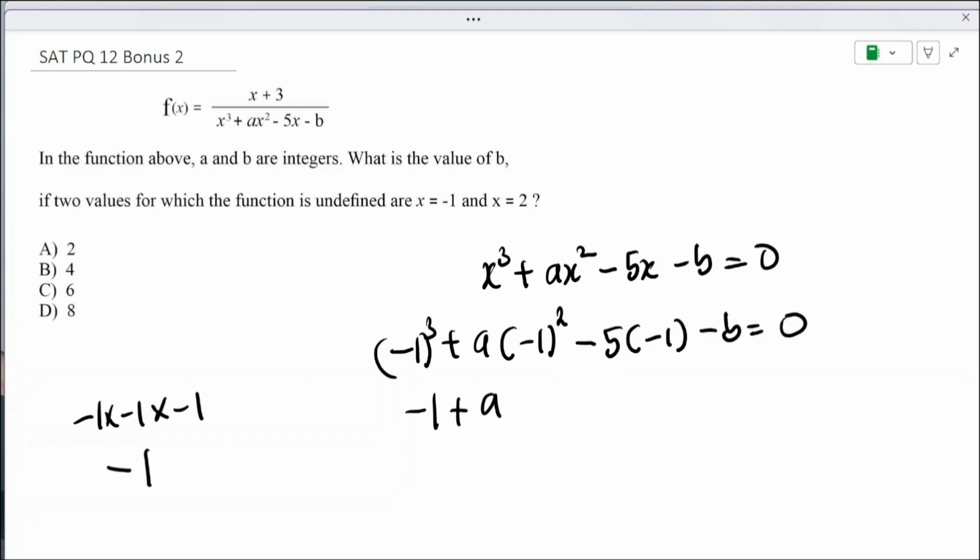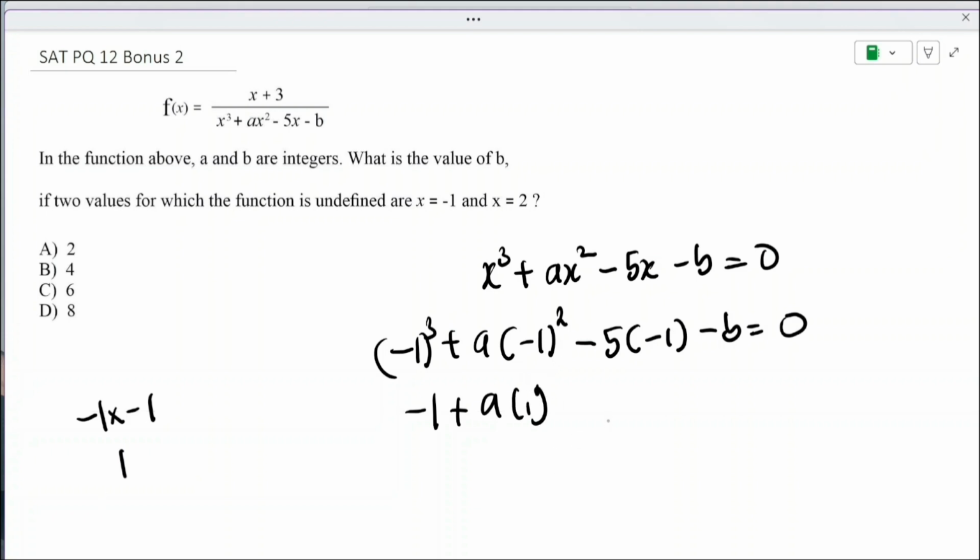Plus a, we have -1 to the power of 2. That's -1 times -1. Negative times negative will give you positive. 1 times 1 will give you 1. So the result of -1 to the power of 2 is 1. So we have this as 1.